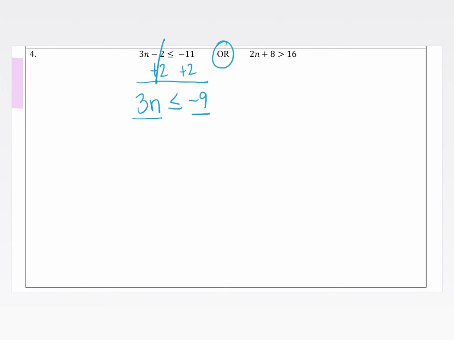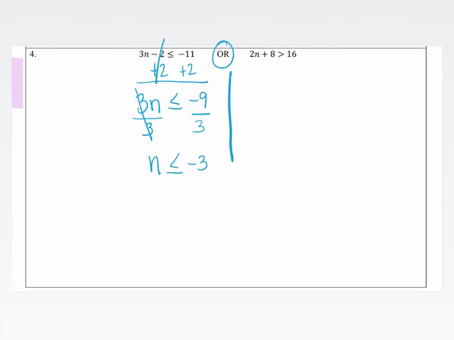Since this is multiplication, I'm going to divide both sides by a positive number. So my inequality will not change. -9 divided by 3 is -3. So n is less than or equal to -3.